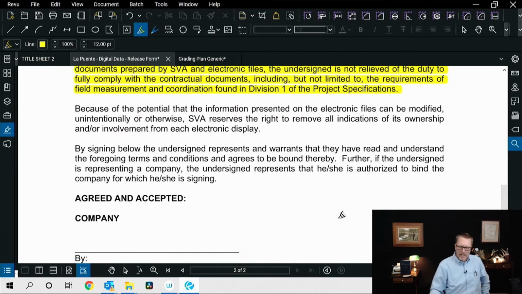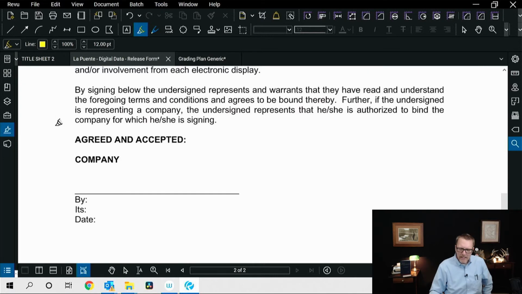And right here, agreed and accepted. And you're going to sign this, and it says, by signing below, the undersigned represents and warrants. You're offering a warranty that you have read and understand all the terms and conditions bound hereby. That is absolutely asinine. You do not ever sign one of these releases for the CAD drawings, because you don't need the job. Let's walk back through the example I gave you.